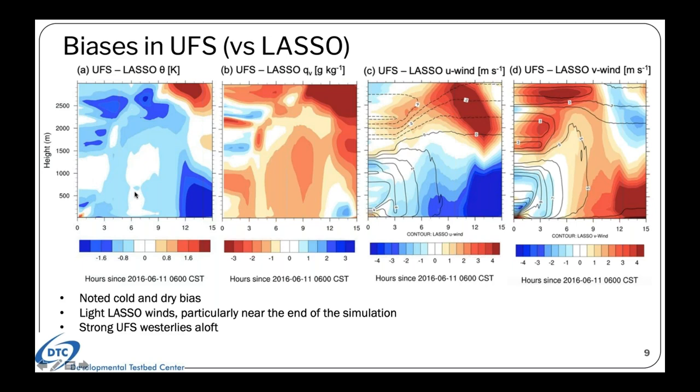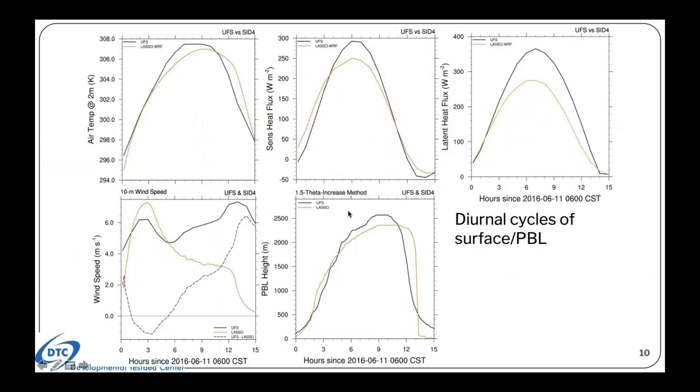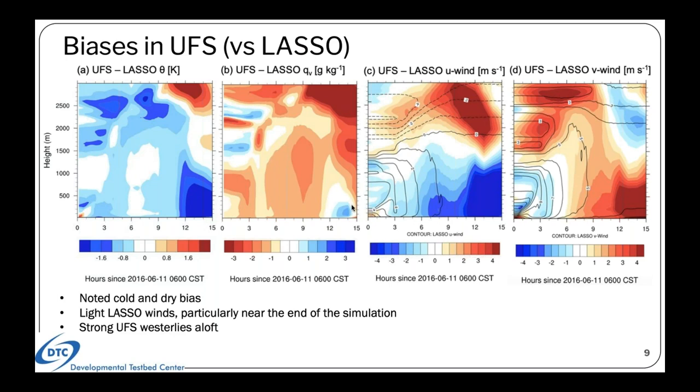And so we start by looking at the theta, and we see the majority of the planetary boundary layer with our UFS is colder than our LASSO. So that confirms what we saw in our vertical profiles. And with some exceptions, when we look at QV, our moisture is also mainly drier in our PBL, again, with a few exceptions.